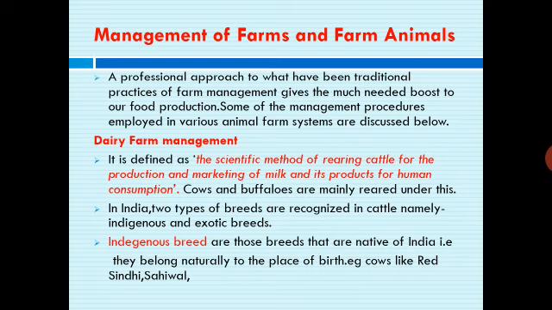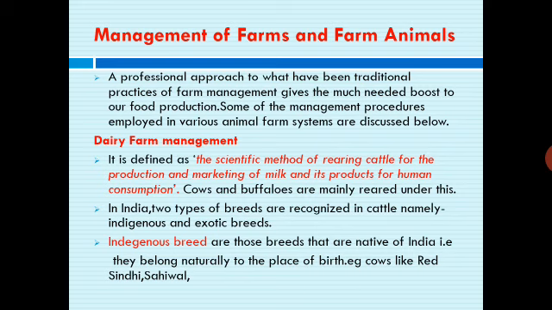In India, two types of breeds are recognized in cattle, namely indigenous and exotic breeds. Now, what are these indigenous breeds? Indigenous breeds are also called desi breeds. These are the breeds which are native to India, that is, they belong naturally to the place of birth. So where they take birth, they are native to that place, so they are called indigenous breeds.